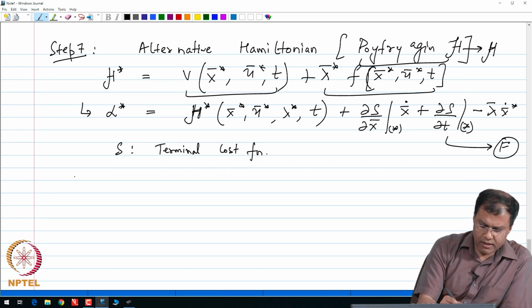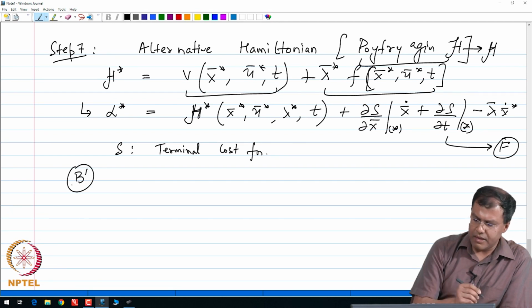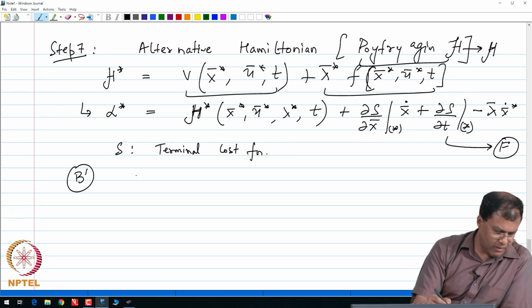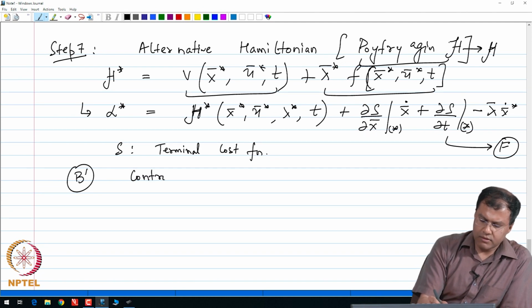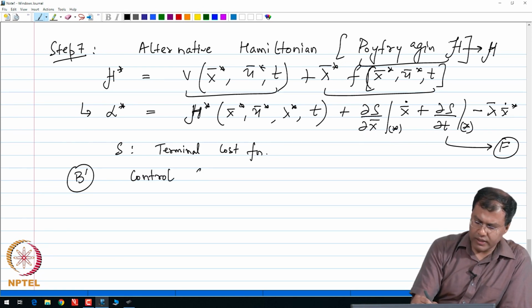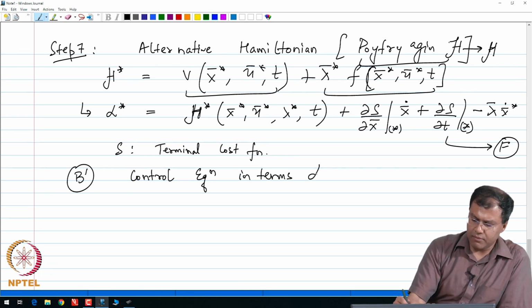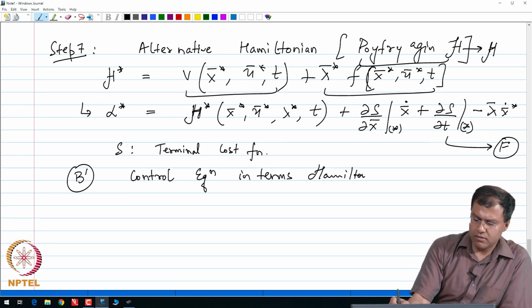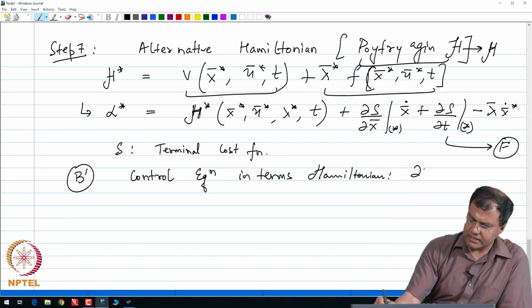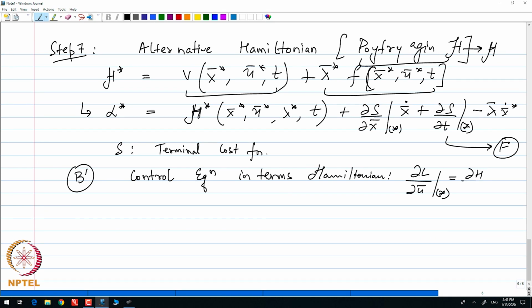So, my constraints, let me call this B prime. So, B prime is my control equation. The control constraints in terms of the Hamiltonian become partial L partial u bar at star, which is partial H partial u bar at star, set equal to 0. So, we see that u only appears in H. So, that change is quite simple.